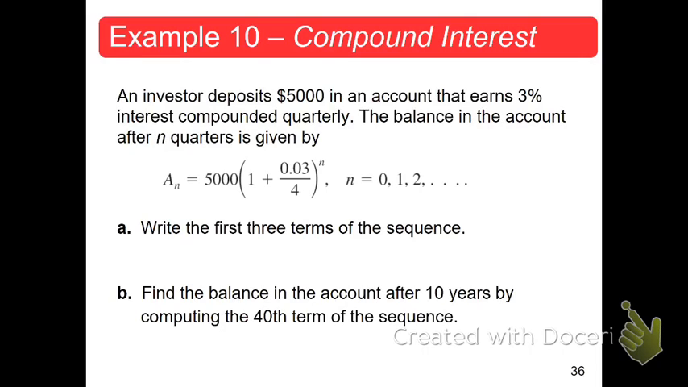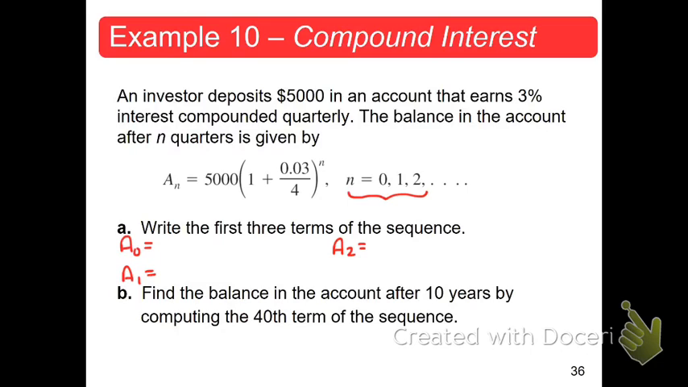And then we're going to find the balance in the account after 10 years by computing the 40th term of the sequence. So let's do A first. Write the first three terms. So how do we do that? Almost 0, 1, and 2, because it tells us to start with 0 right there, where it says n is 0, 1, 2, etc. So we're going to find A sub 0, A sub 1, and then A sub 2, and that's going to be my first three terms.